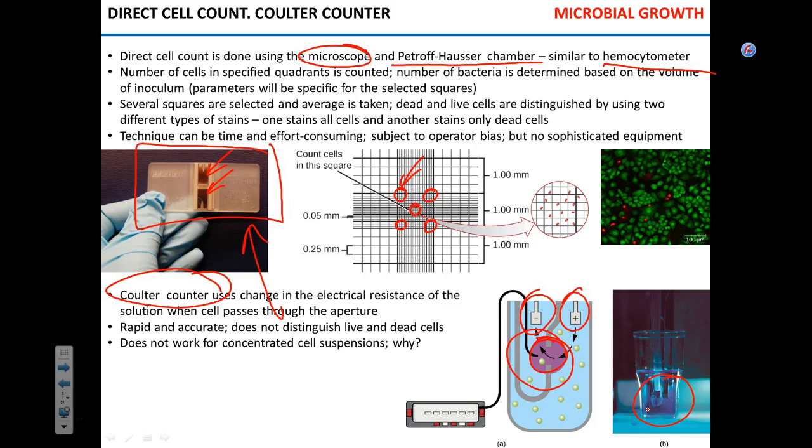When cell suspension is dense, there's a higher chance of what event? Each time one cell passes the aperture, it is registered. If you will increase number of cells, what can happen? Multiple cells will go through the aperture at the same time. That makes sense? So that's the downside of the Coulter counter.